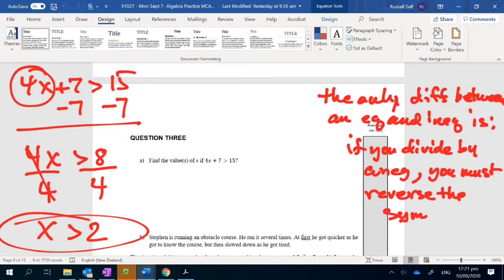Why do you divide by the 4? Well, how is the 4 connected to the x? What operation? 4x literally means 4 times x. And what's the opposite of multiply by 4? So you do the opposite. You're just simply doing the opposite operation.